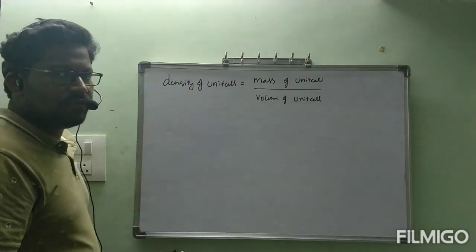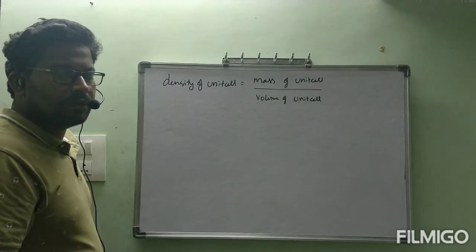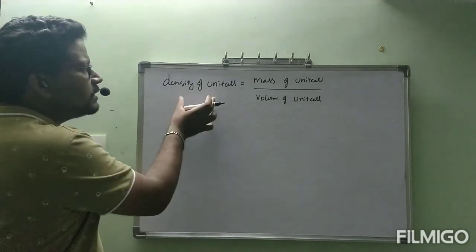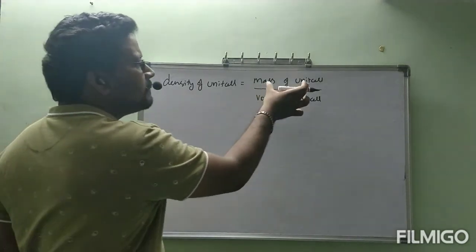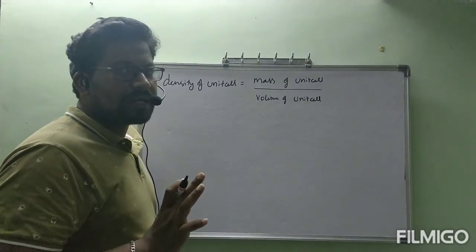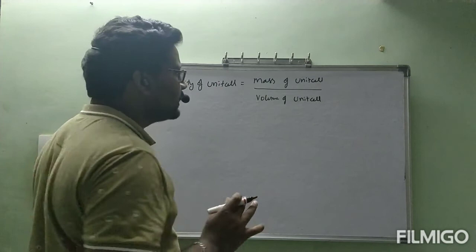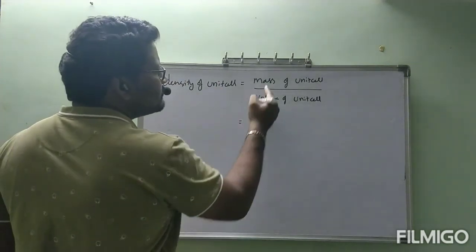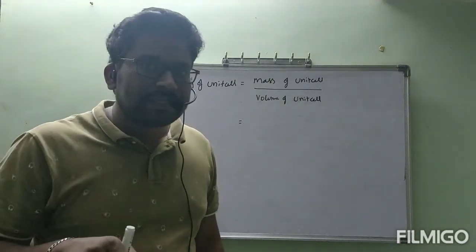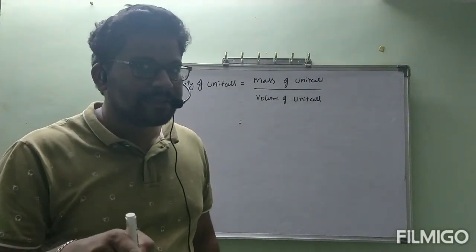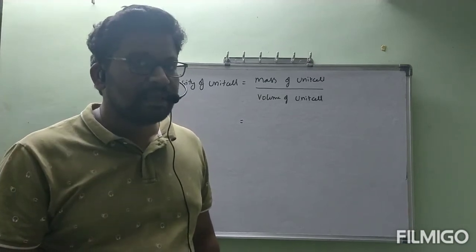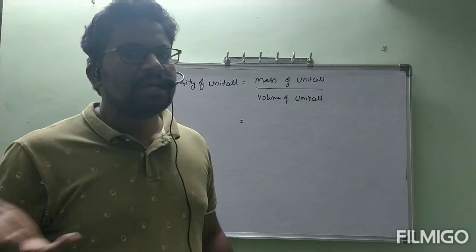Keep the side heading density of unit cell. Under that, write this: density of unit cell is equal to mass of unit cell divided by volume of unit cell, because the density formula we know is mass by volume. Next, what is meant by mass of unit cell? In that unit cell, how many particles are present? That particles' mass is called unit cell mass.